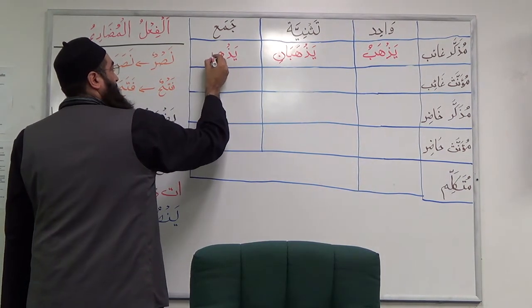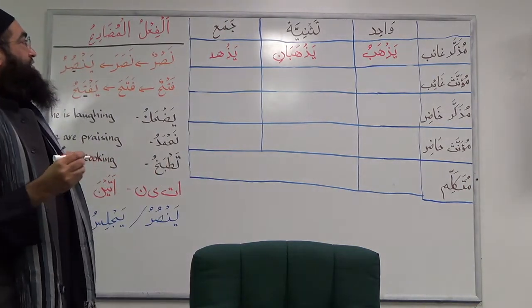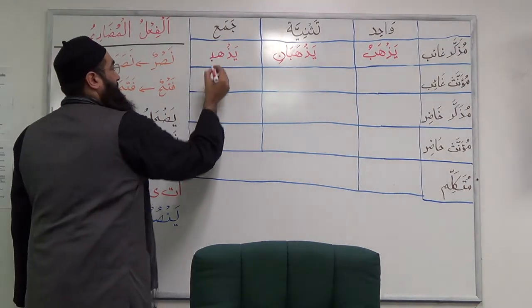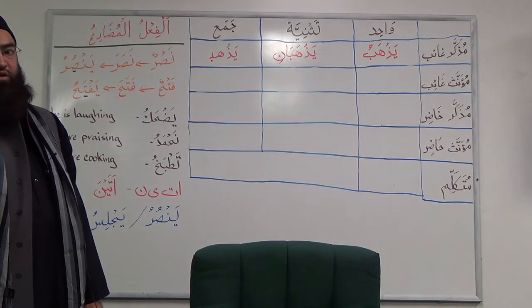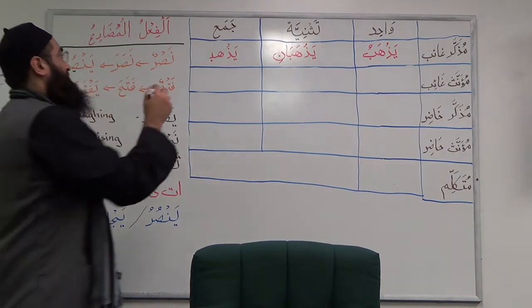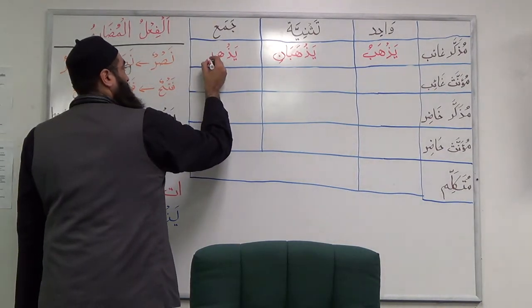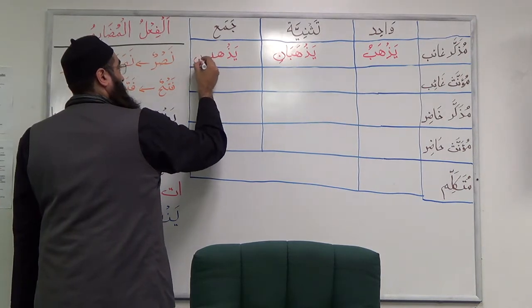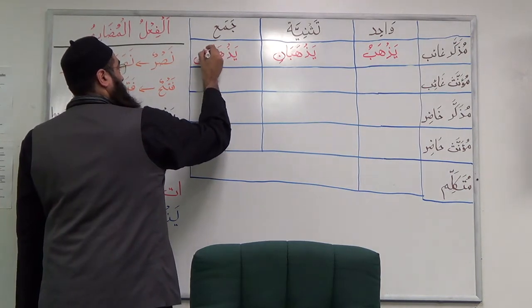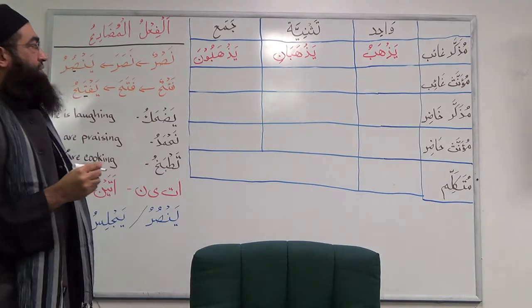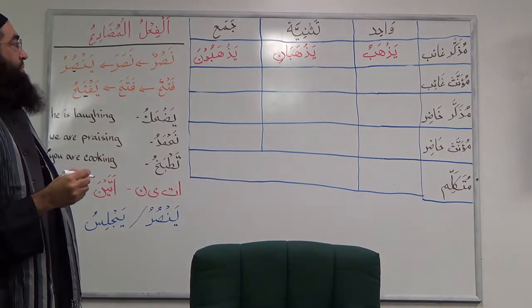Alright, we got a ba. Now what are we going to put at the end? Yadhabu. So, what are the two letters? Waw and then noon. Yadhabuna. Alright, yadhabu, yadhabani, yadhabuna.